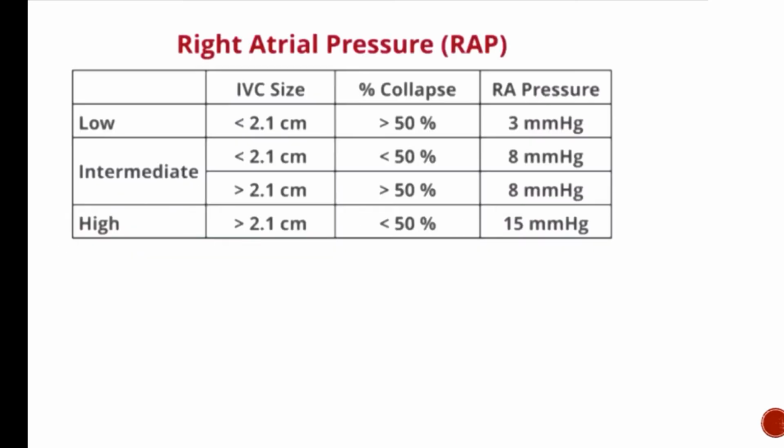So this is the chart. You will be tested on this, okay? And we're going to talk very honestly about right atrial pressure assessment. So if you have an IVC that's less than 2.1 centimeters with greater than 50% collapse, that's estimated at 3 millimeters of mercury.